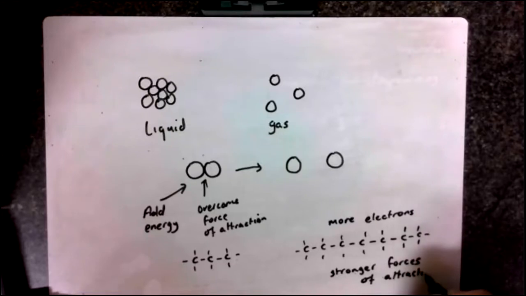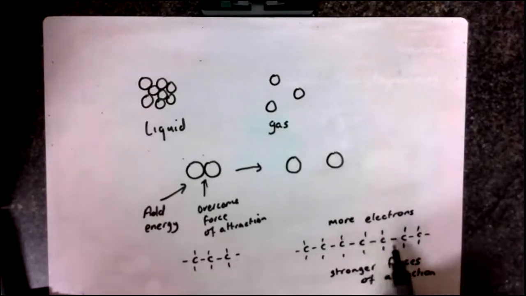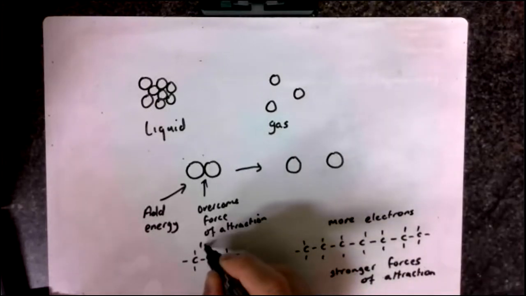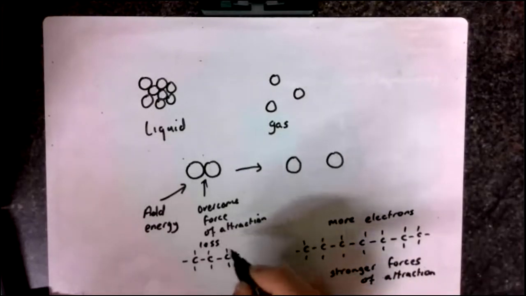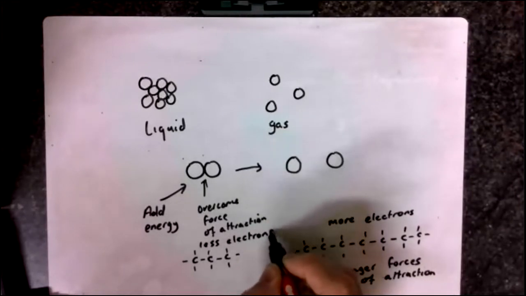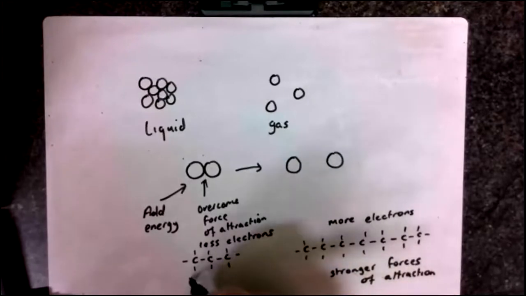Okay, so essentially, if you have more atoms and more electrons, you get stronger forces of attraction. This smaller molecule has less electrons because it's got less atoms. So if it's got less electrons moving around, it's going to have weaker forces of attraction.